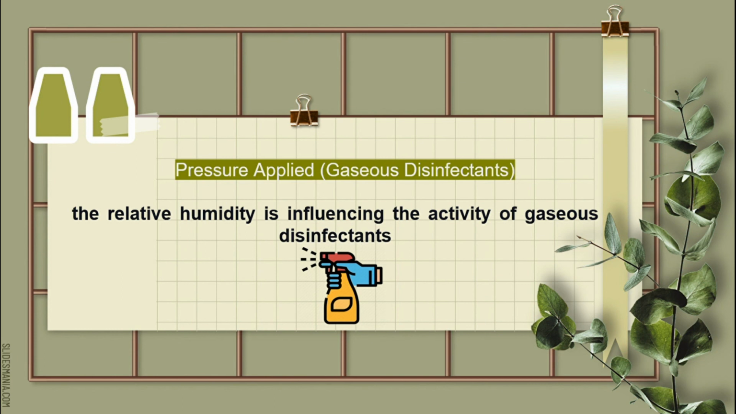And lastly, pressure applied or gaseous disinfectants. The relative humidity is the most significant factor influencing the activity of gaseous disinfectants such as chlorine dioxide, formaldehyde, and more.